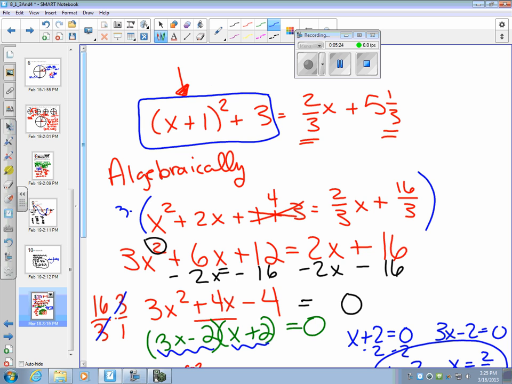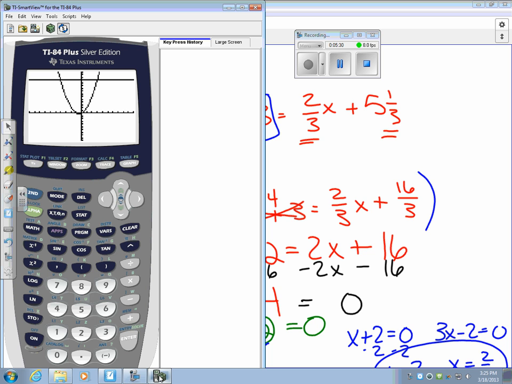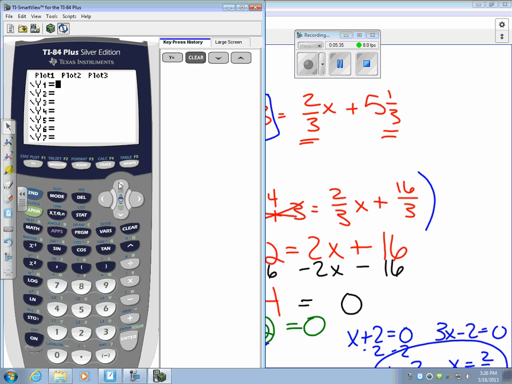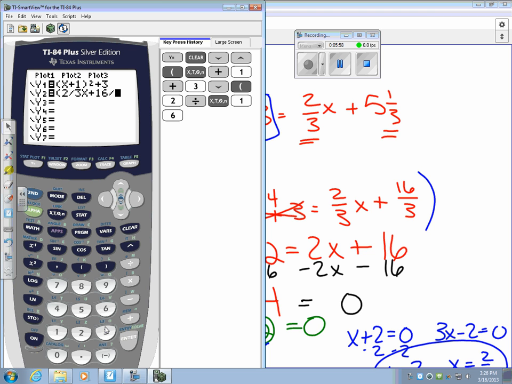Real quick, graphically, all I'm going to do is graph y equals (x plus 1) squared plus 3. So I take out my graphing calculator, I put in y equals, and I type in x plus 1, squared, plus 3, like that. And what was the other one? y equals 2/3 x plus 16/3. Now I'm going to hit graph. There's my parabola. There's my line.